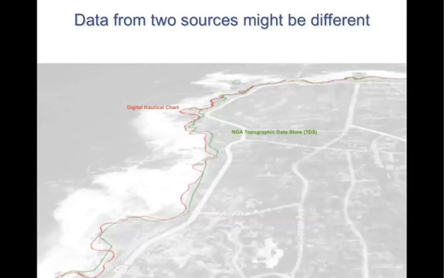So as it frequently happens when you are looking at that area of interest, you will have data from different sources that can overlap. They can even represent the same feature but be different. In this case, we have the Digital Nautical Chart and the NGA Topographic Data Store, both representing the shoreline in a different way.